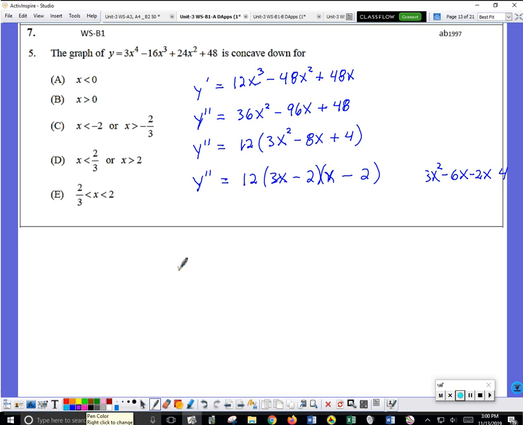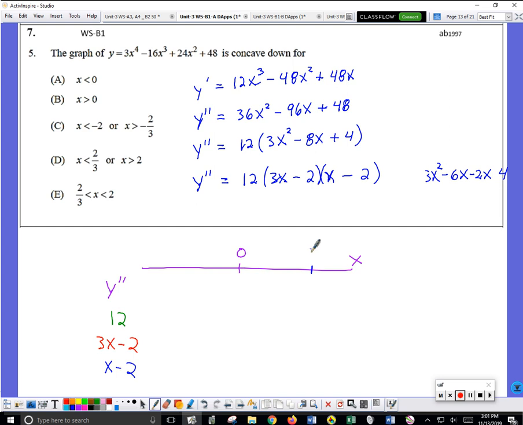So then when you make a sign chart, I'm just going to finish so that I can finish the video here. This part of y double prime, so you got y double prime here. Y double prime is made up of a factor of 12, a factor of 3x minus 2, and a factor of x minus 2. So that means I'm going to have a 0 at 2.